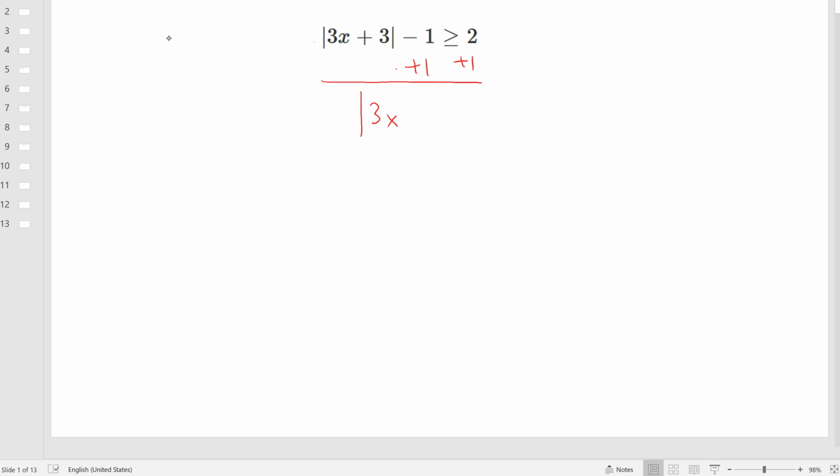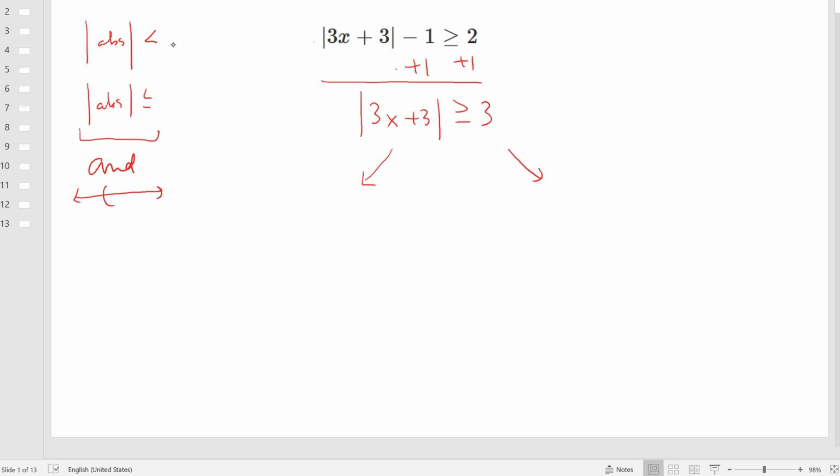You have to get the absolute value all by itself on one side first before you do anything else. Then we split it. And on the notes here, you have to think about whether it's going to be an and or an or. If you have absolute value of something less than, or absolute value of something less than or equal to, these two things mean you have yourself an and statement, because on the number line they're going to bunch up in the middle.